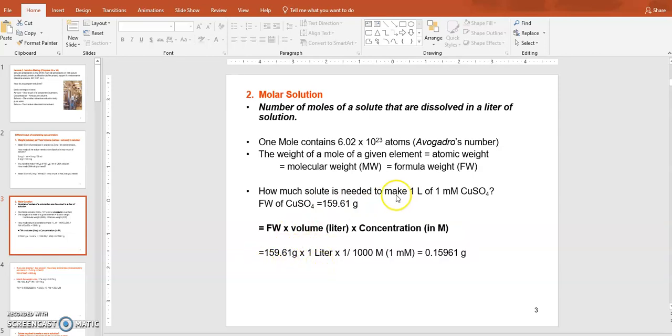And then how much of that do you need? The final volume you need, times 1 liter. So you multiply the molecular weight times the concentration in moles and the final volume you need to make. If you do that, you get 0.156961 gram per 1 liter of the volume. So that'll be the answer for that.